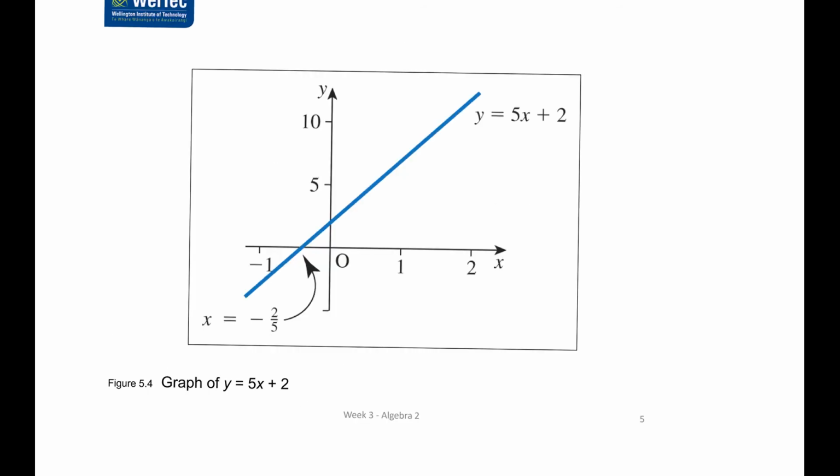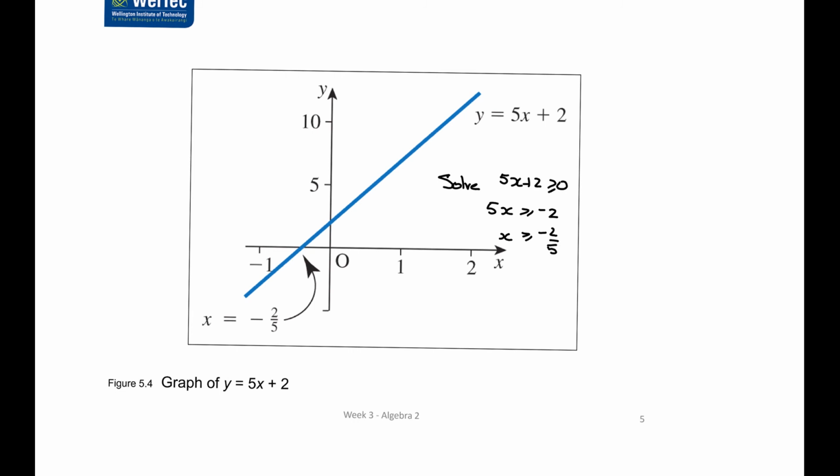We can solve inequalities directly from the graph. I've drawn there y equals 5x plus 2, and suppose we wanted to solve for where 5x plus 2 is positive. Then using the normal method, 5x is greater than or equal to negative 2, so x is greater than or equal to negative 2/5.